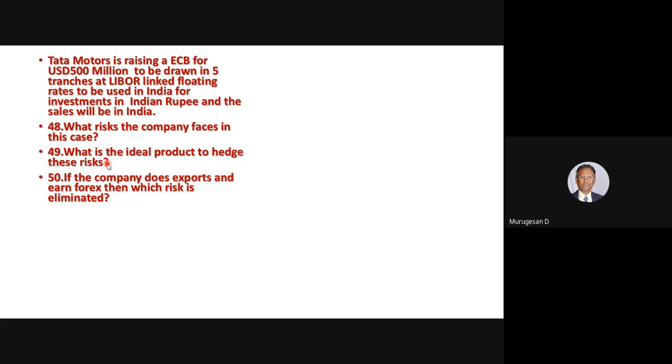So it's a treasury question. Sometimes it's a risk management question also. If the company does exports and earns forex, then which risk is eliminated? Because it's a risk related question, no? They may ask, is there any alternative way to eliminate currency risk? This is the question they will ask. They will give you options.